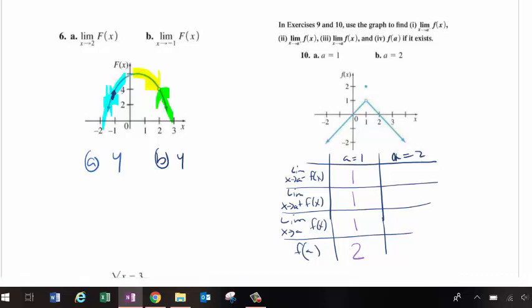Looking at when A is 2, which is over here, as I approach it from the left, it's approaching the axis, which is a y value of 0. As I approach it from the right, I'm also approaching the axis. They match, and this is actually a continuous graph, which we'll be talking about in later sections. So the value there is 0.